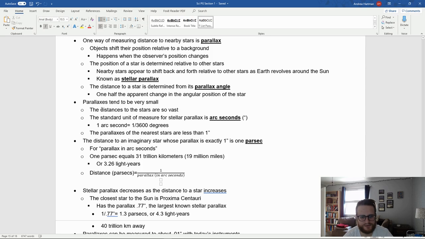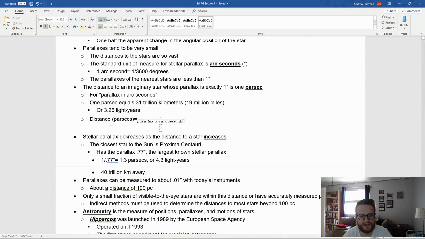And the formula for the distance of a star in parsecs is 1 over parallax, which makes sense because when the arc second parallax is 1, the parsec distance is also 1. So stellar parallax decreases as the distance to a star increases, which again makes sense, right? Because we're measuring the distance of how far it shifts, right?